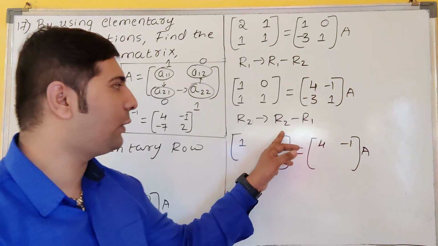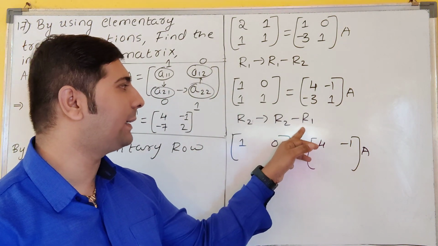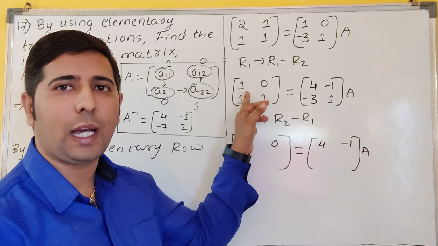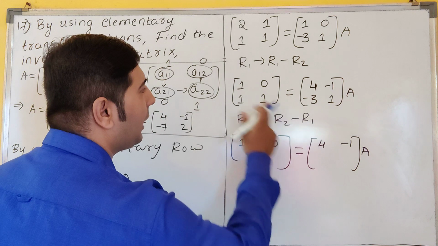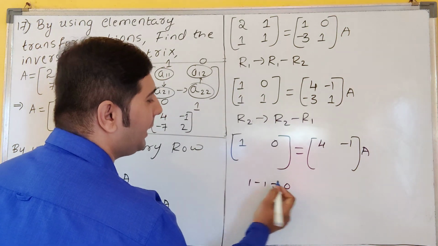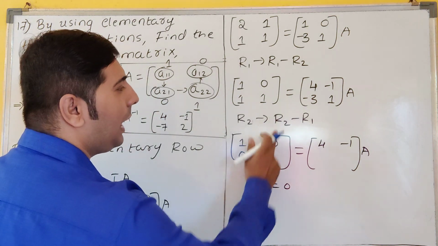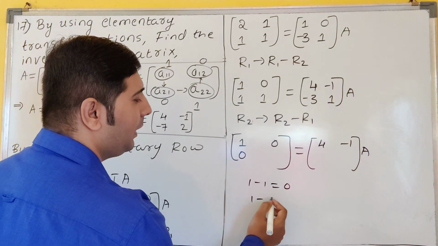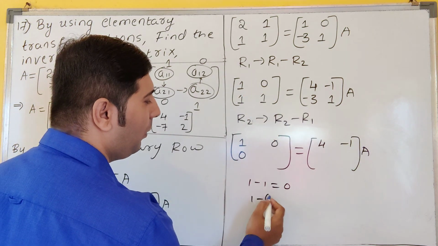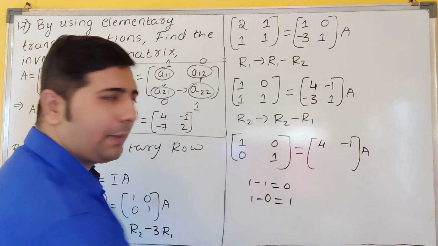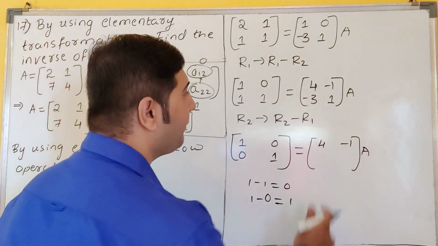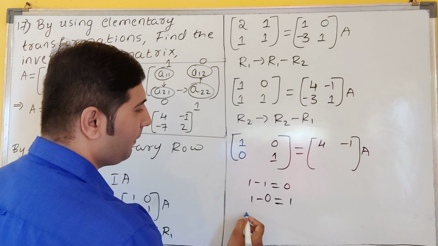Now see, R2 is how much? 1 minus R1, R1 is 1. I will write 1 minus R1 is how much? 1. 1 minus 1 is 0. R2 is how much? 1. R1 is how much? 0. 1 minus 0 is how much? 1 or not? 1 minus 0 is 1 or not? Clear?